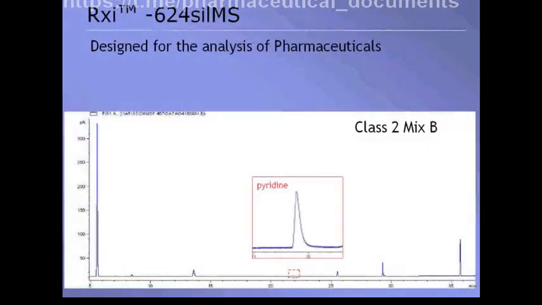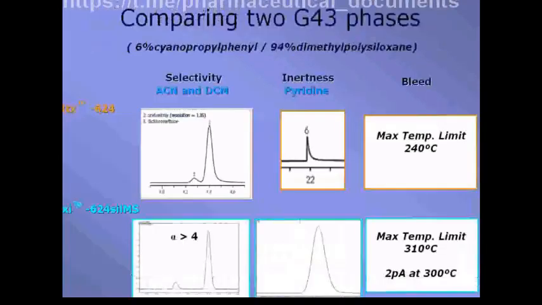I would also like to point out that because we use RXI technology, which is ultimately a way that we create inertness in our columns, we see that the pyridine shape is extremely nice. So it has really good neutral deactivation for both acidic compounds and for basic compounds. So the methanol peak looks good, the pyridine peak looks good. Overall, it's well designed for the analysis of USP 467, and really what I would recommend for this analysis.